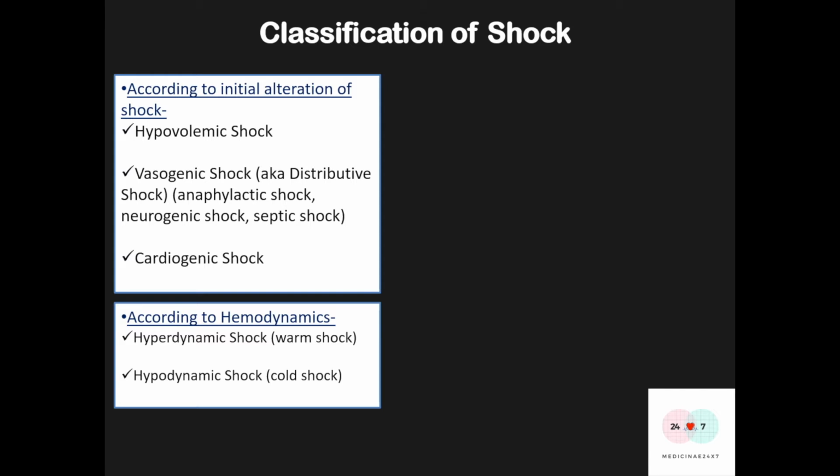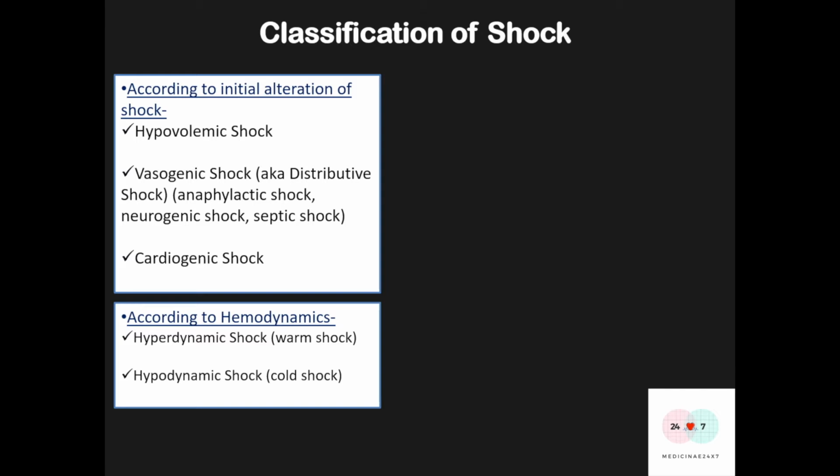According to the hemodynamics of shock, it can be divided into hyperdynamic shock and hypodynamic shock. Hyperdynamic shock is characterized by total decrease in TPR, or total peripheral resistance, and there is an increase in total blood flow. There is also increased cardiac output. This is why it's also known as warm shock, because whenever there is increased blood flow in the peripheral tissue beds, there is increase in temperature.